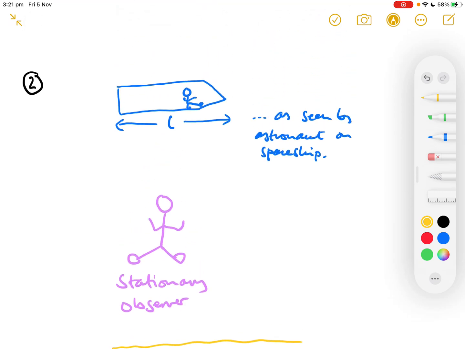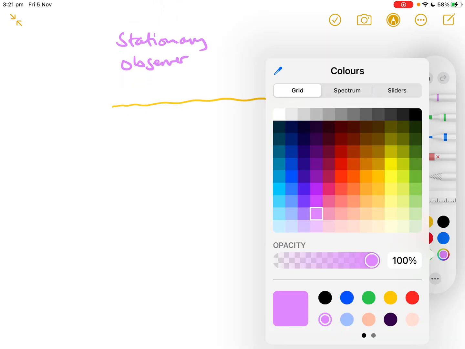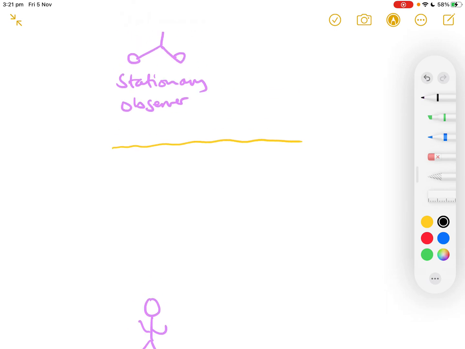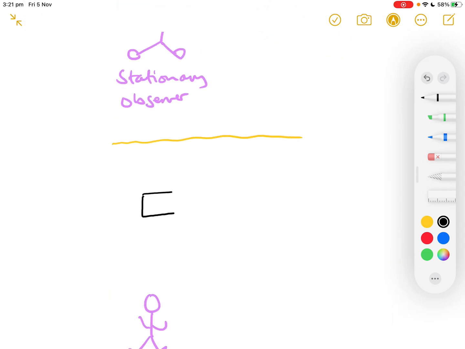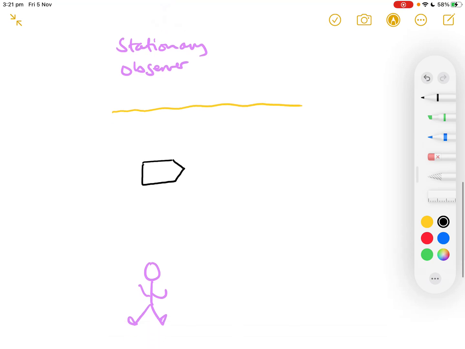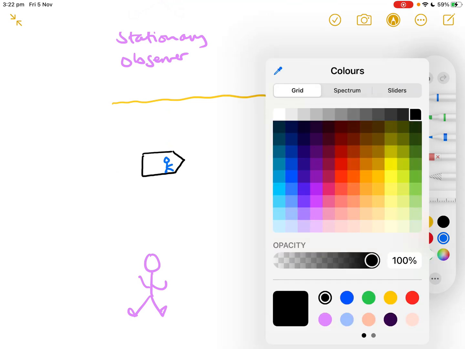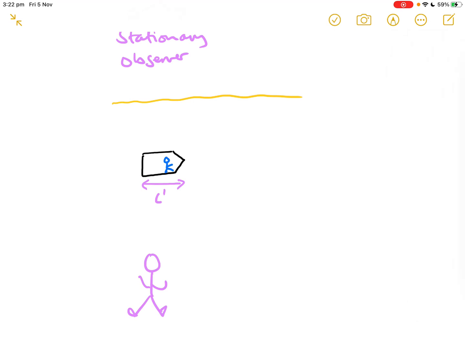However, if we look at it not from the astronaut and the spaceship's point of view, but from the stationary observer's point of view, when he looks at this spaceship flying past, what does he see? Well, he actually sees a spaceship of the same thickness but shortened. Okay, and everything on it is shortened. There's the wee astronaut chap. So what the stationary observer on Earth sees is a contracted length. We're going to call it L dash.